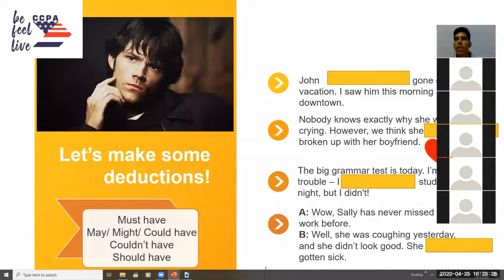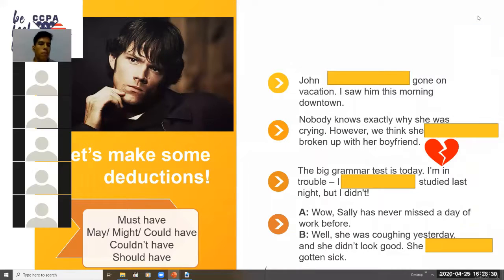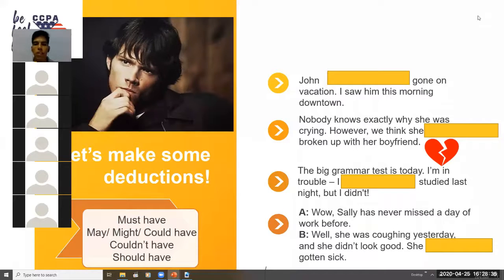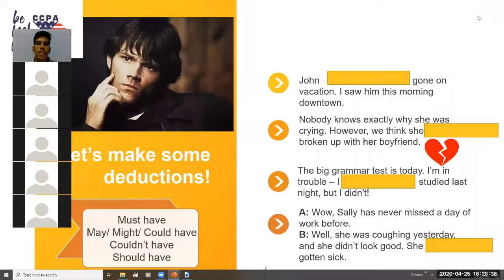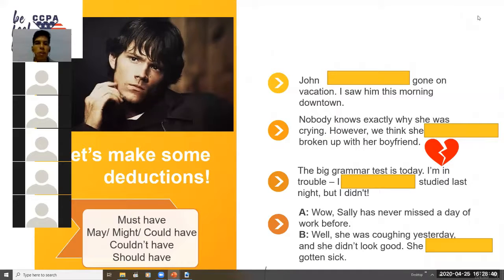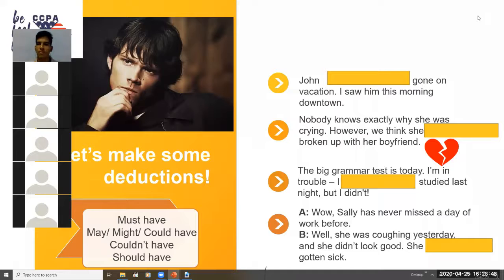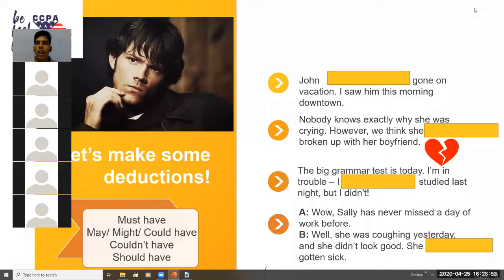Now let's check what we have learned. It says, let's make deductions. So we have must have, may, might, could have, couldn't have, and should have. And we have here 4 different sentences. I'm gonna give you 1 minute to think about which are the right options, and then I'm gonna ask for volunteers to read, okay? 1 minute. If you have any questions, just let me know, please, through the chat, and I'll be reading you guys. Let's see, you have 1 minute to complete with the right past modal.